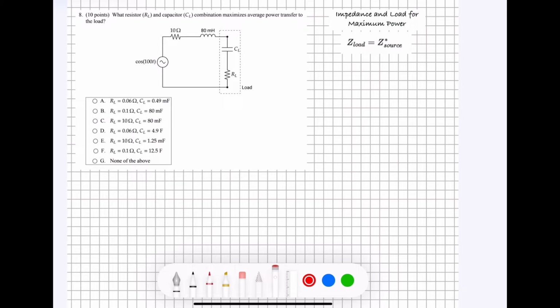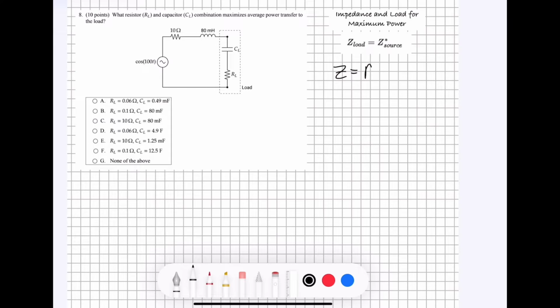So this right here is the equation for maximum power transfer between a load and a source, where the impedance of the load is equal to the reciprocal of the impedance of the source. So in order to know what these two values are, we need to remember this equation.